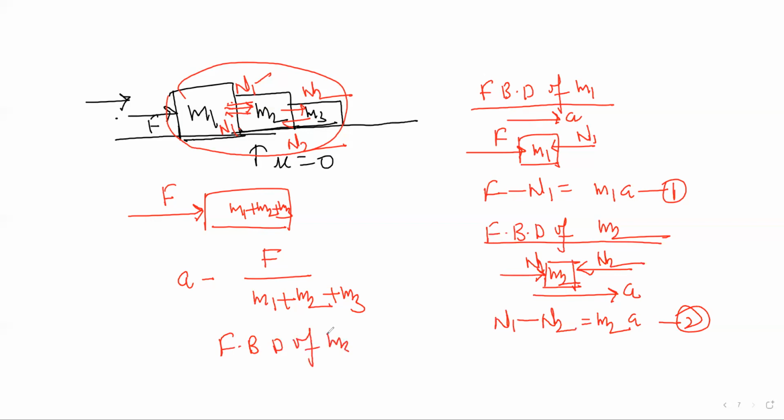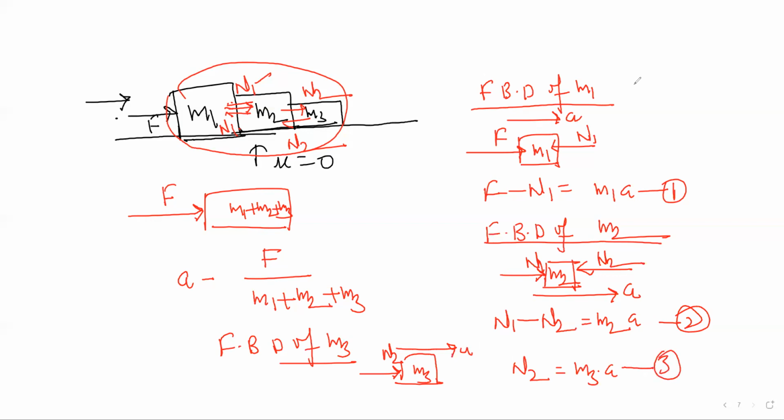of M3. So what is happening with M3? This is M3. This is N2, and it is accelerating to the right with A. So N2 is equal to M3 into A. This is equation number 3.